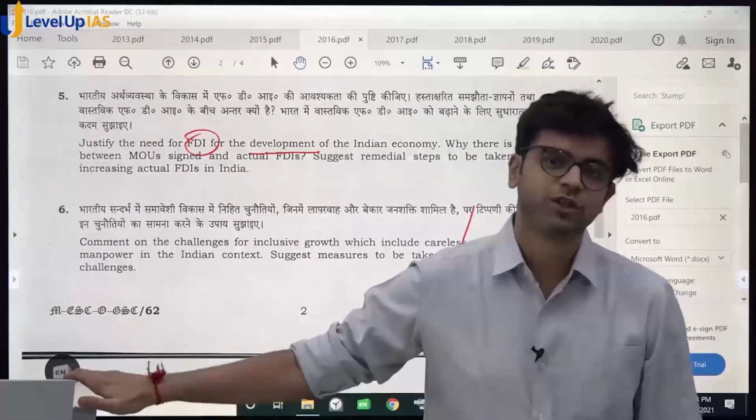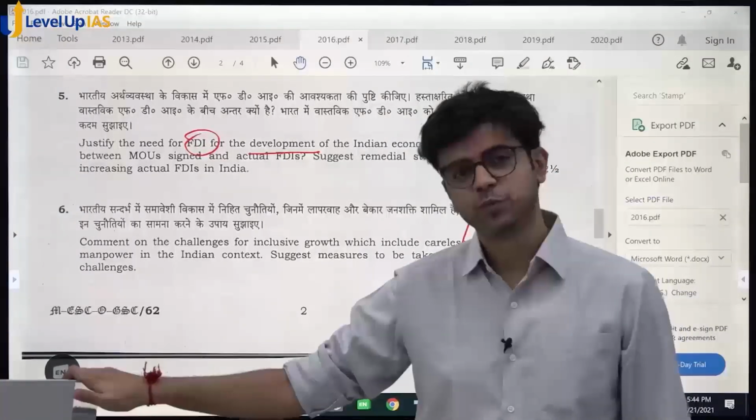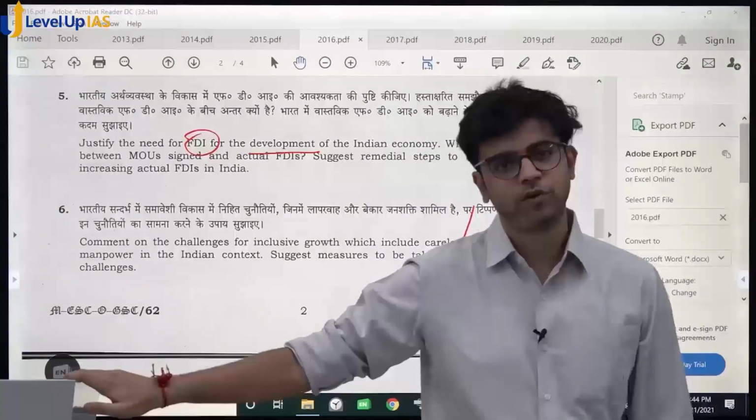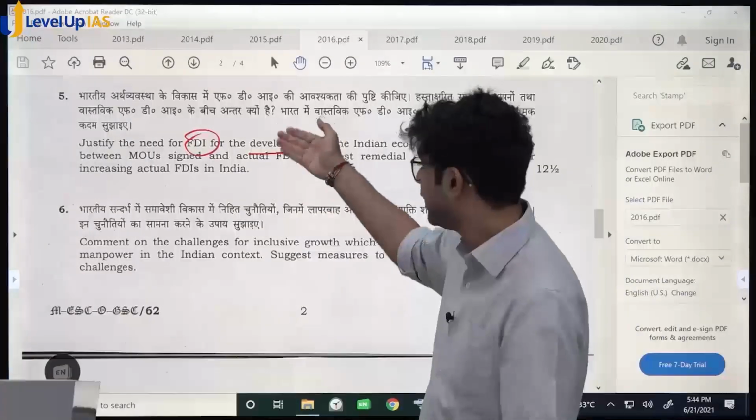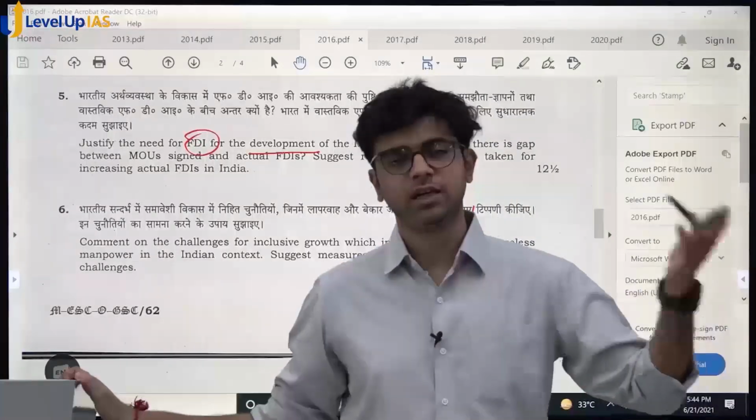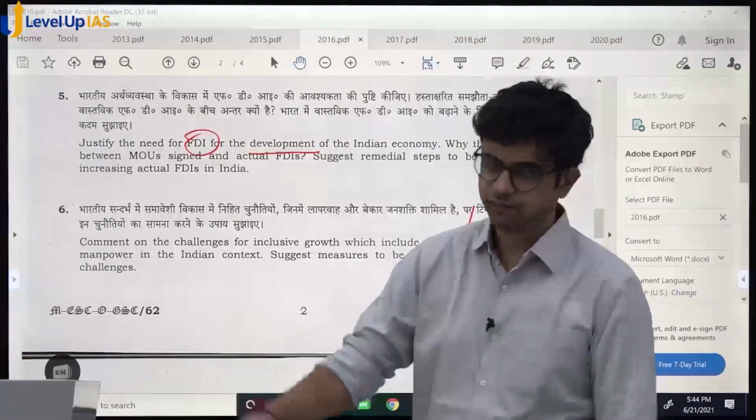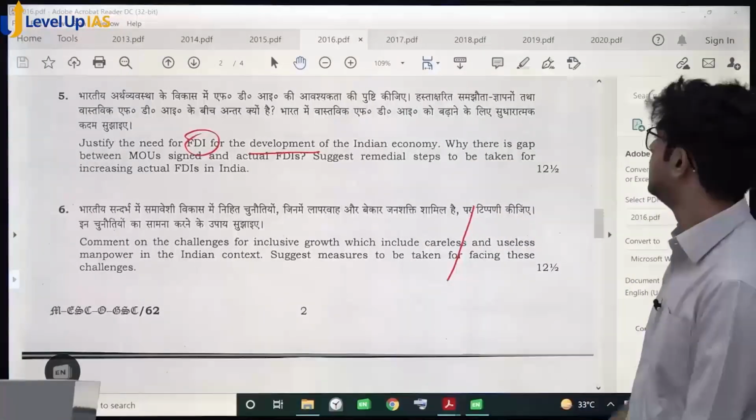What is mobilization of resources? We talked about yesterday. Flow of money from one place to another is mobilization. What is happening in FDI? Mobilization of resources from one place, from the foreign country to our country. Money is flowing in. So, need for FDI for the development of Indian economy.